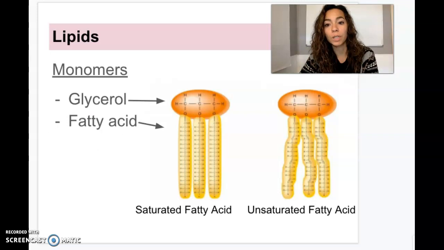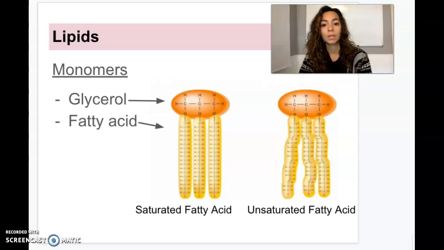All right, next we're going to talk about lipids. The monomer of lipids, there's 2 of them. Glycerol, which is the top of this lipid molecule, and the fatty acids, which are these long pieces that hang down from the glycerol molecule. Okay, so one of these is a monomer of lipids. And lipids is another word for fat.